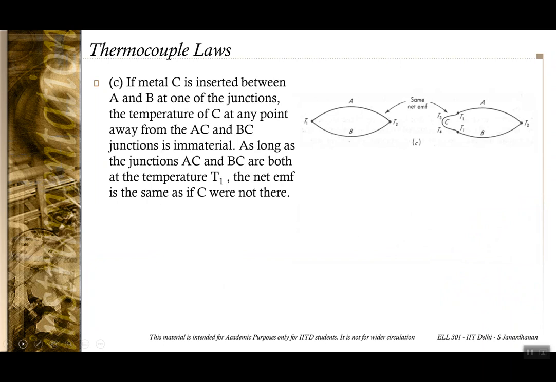Okay. The next one is that instead of C being at A as a part of A, even if the third material was replacing the junction, and both these two new junctions are at the same temperature, then too the net EMF is going to be the same. Okay, so that's the third law.